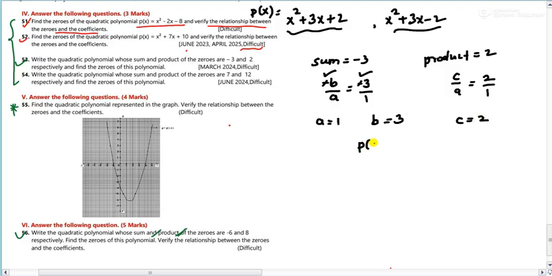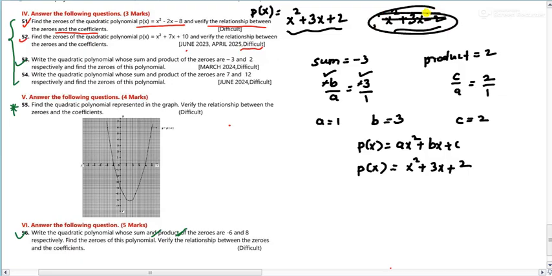Now what is the polynomial? P of x is ax square plus bx plus c. So after substituting the values, you will get it as x square plus 3x plus 2. So plus 2 is right, minus 2 is wrong. Got it?